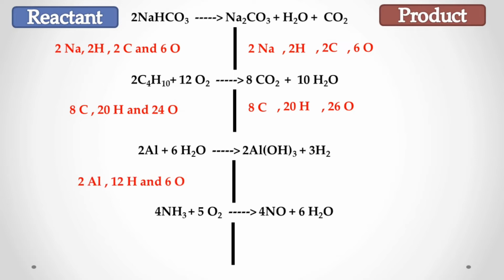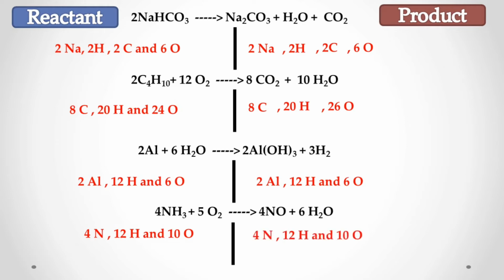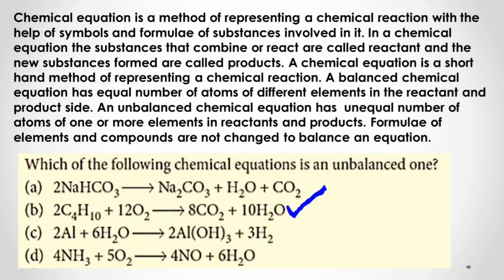If you still have a confusion and you want to confirm your answer, just go on with the next 2 equations and check the number of atoms in each side, that is, in the reactant and product side. And you can find that in both cases, for both the equations, the number of atoms are the same. So the answer for this question is option B: 2C4H10 plus 12O2 gives 8CO2 plus 10H2O.